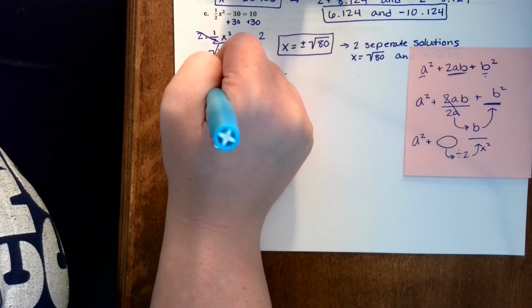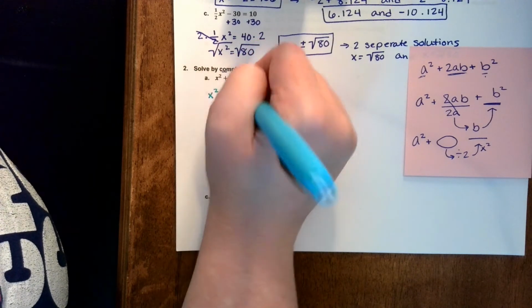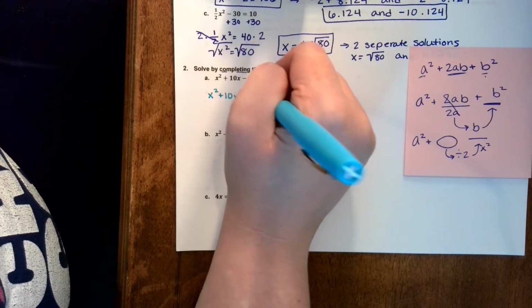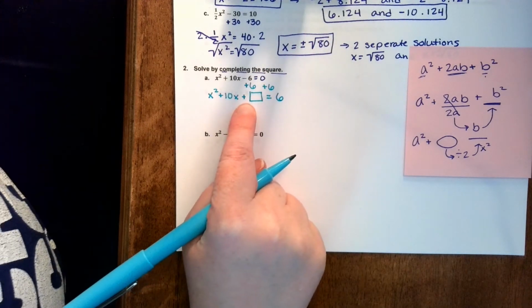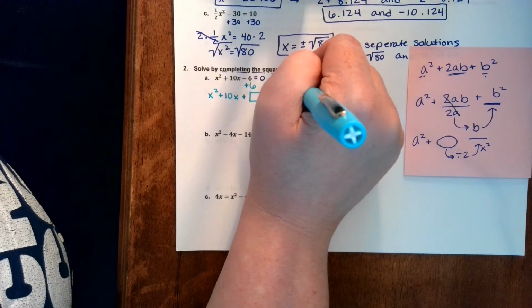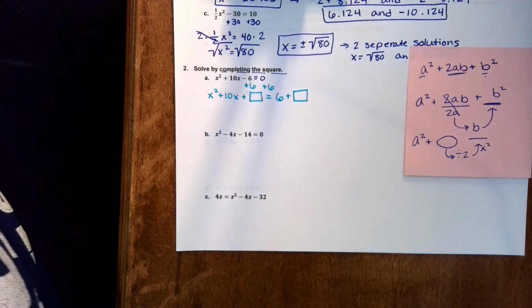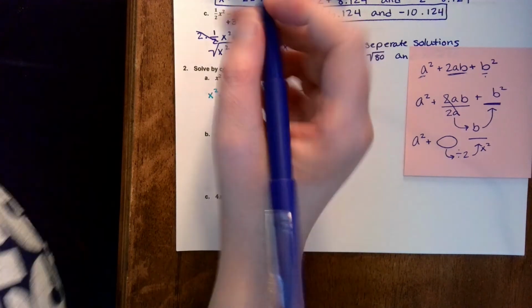And that's going to leave us with x squared plus 10x. We're going to put plus, and we're going to leave a box there, equals 6. Now if I add something to the left of my equation, I also have to add it to the right. Okay? So now I'm going to complete the square so that I can factor this.